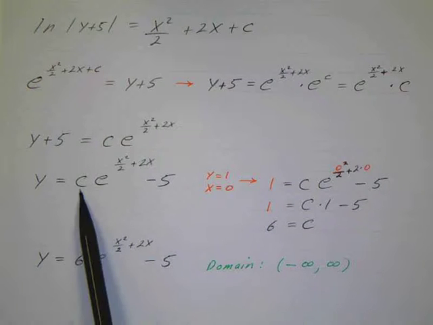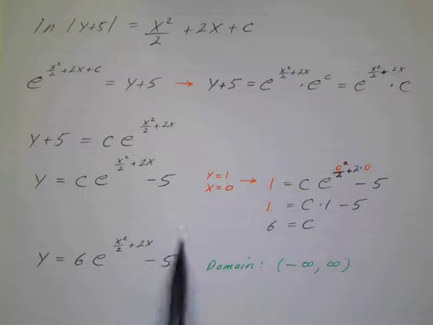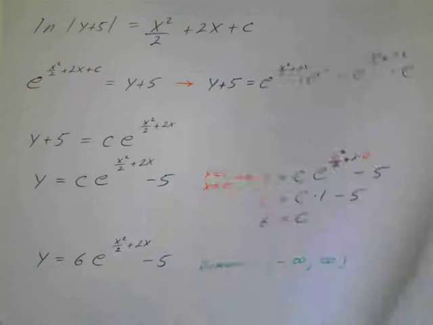When I put the 6 back in here, I've got y equals 6 e to the x squared over 2 plus 2x power, minus 5. So there's your solution. Okay, hope that all works out.